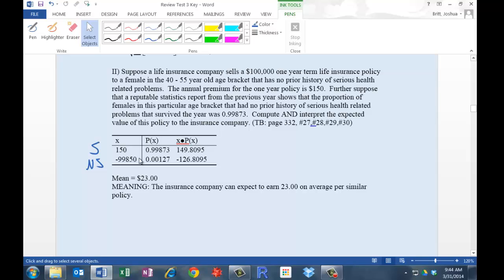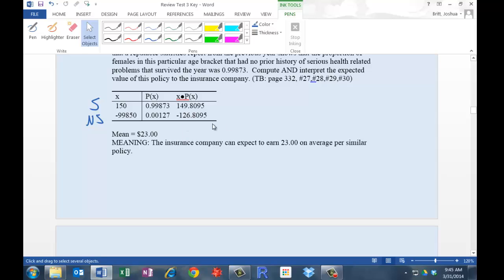And so to get the expected value, we just multiply the profit of 150 times the probability she lives, which is this, and the probability which she does not live is this. This is the complement. It's 1 minus 0.99873. Gives you 0.00127. Okay? And then to get the expected value, we just add these values up, and we get the mean is $23. So the insurance company can expect to earn $23 on average per similar policy.